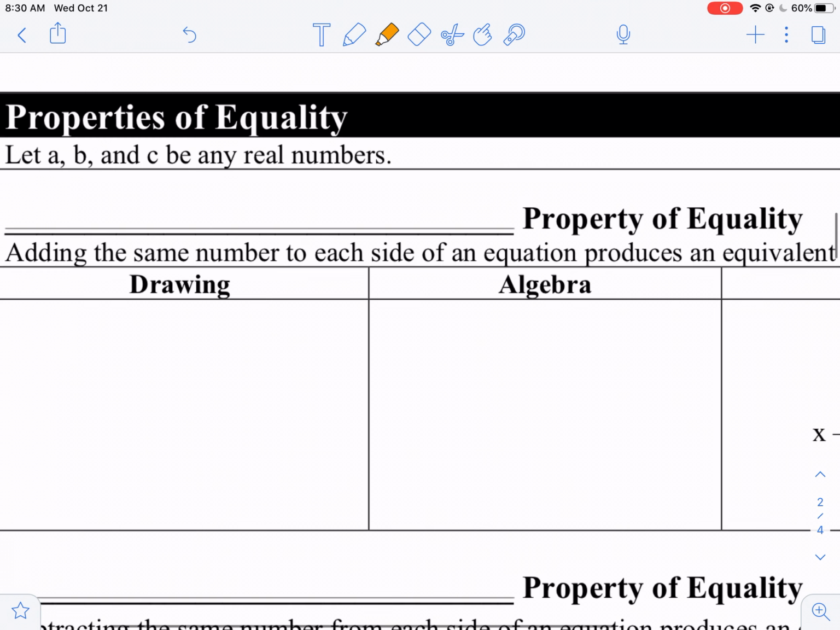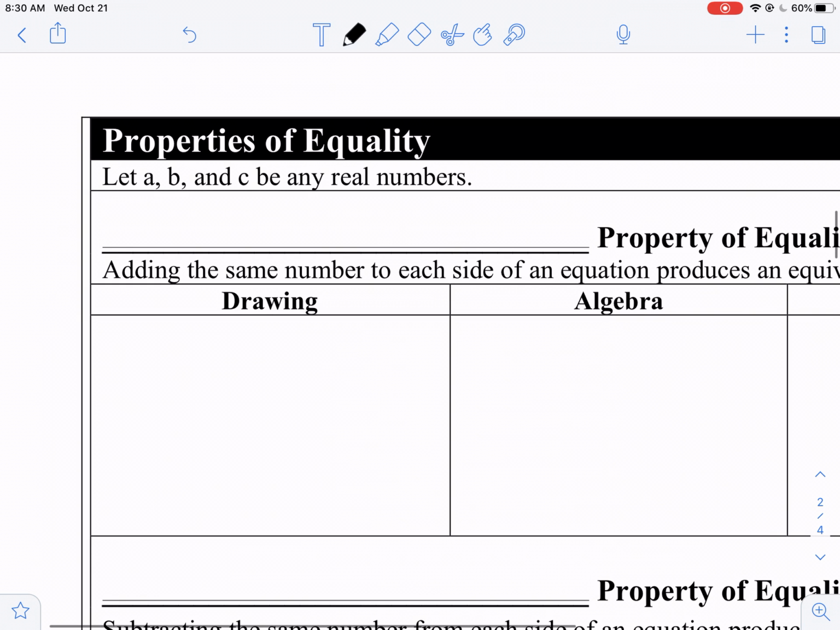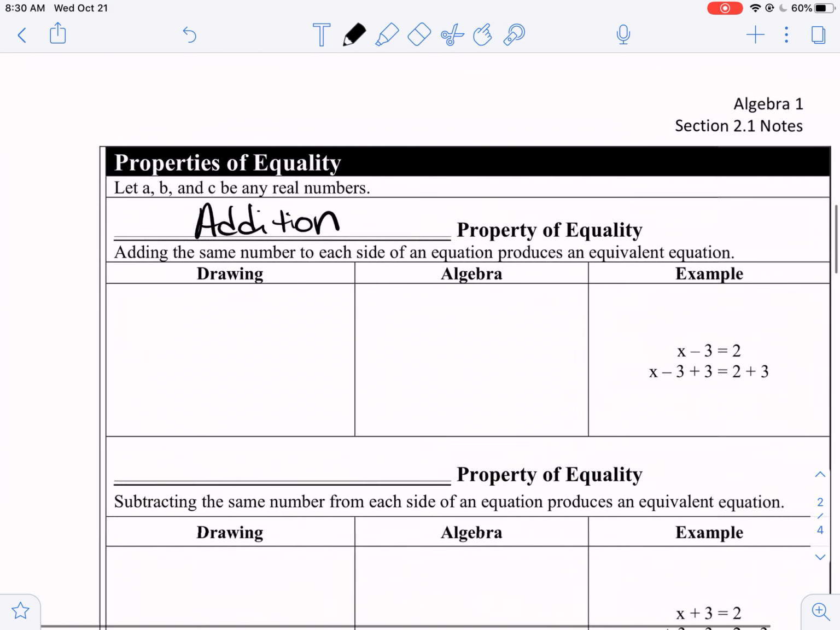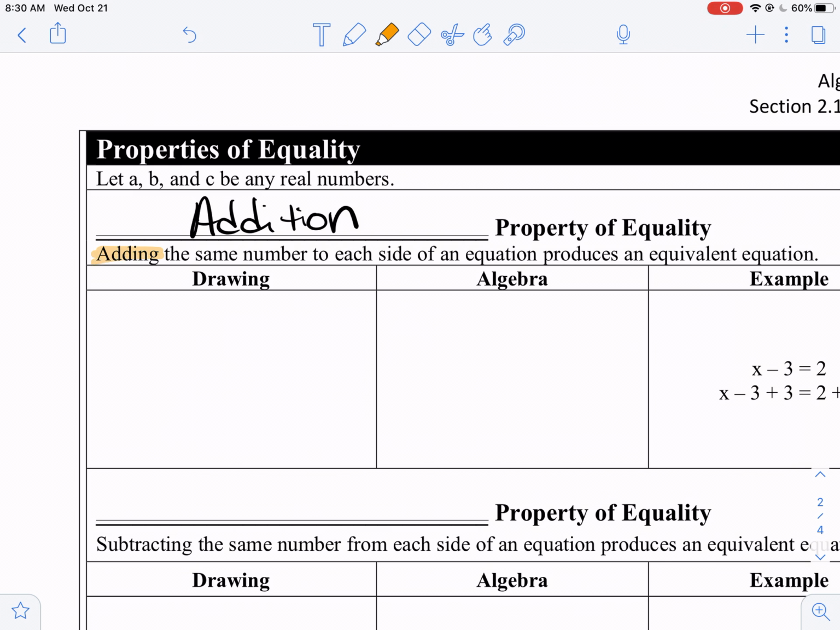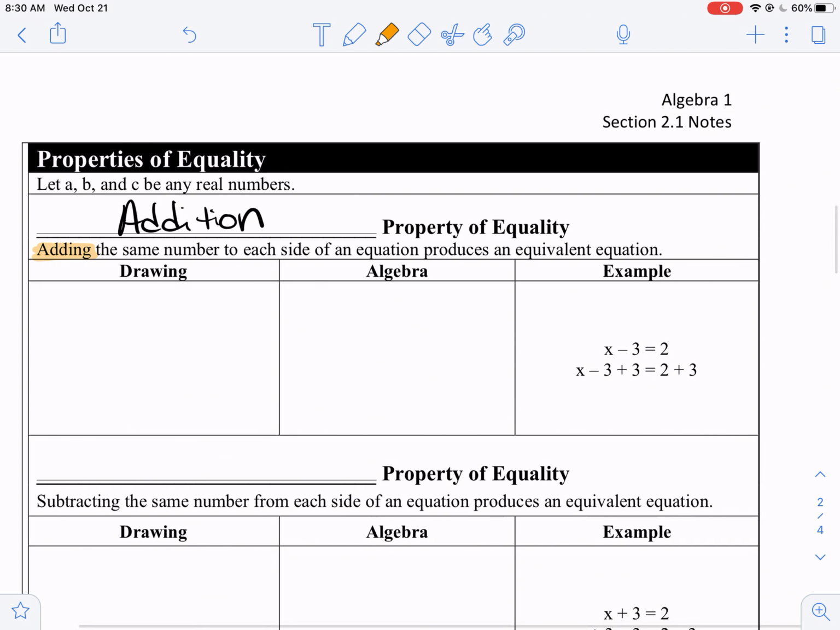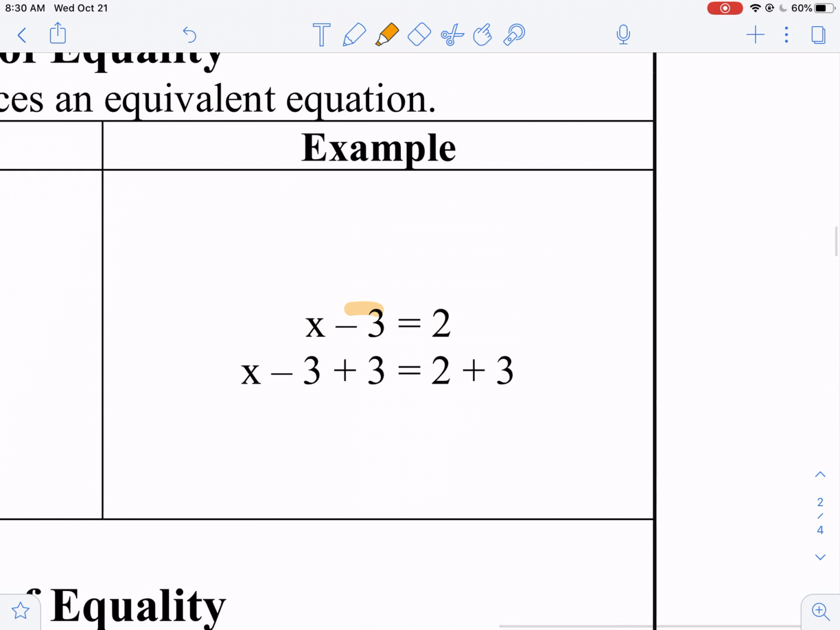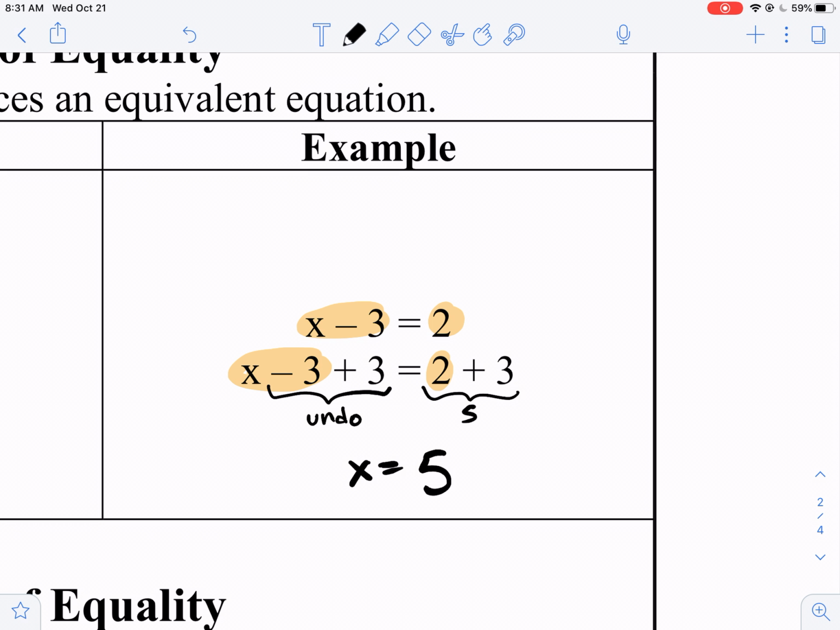The first one is called the addition property of equality. What that means is when you add the same number to both sides of an equal sign, you get an equivalent equation. For example, if you have x minus 3 equals 2, we know that x minus 3 and 2 are the same. As long as you add 3 to both sides, those are still going to be the same number. This would undo each other, so that crosses out. That tells us that x equals 2 plus 3, which is 5. So x equals 5. Isn't that so cool?